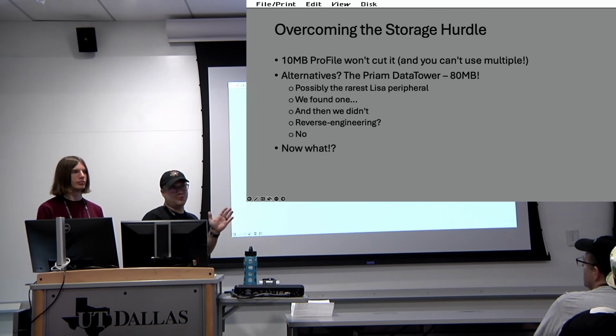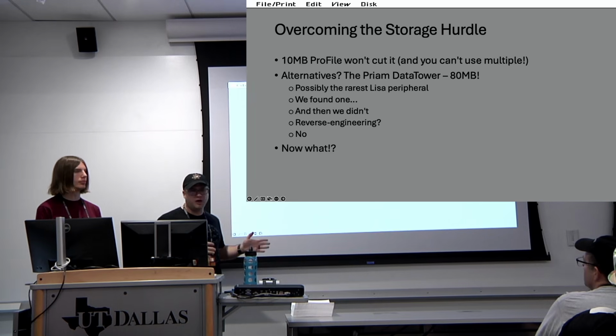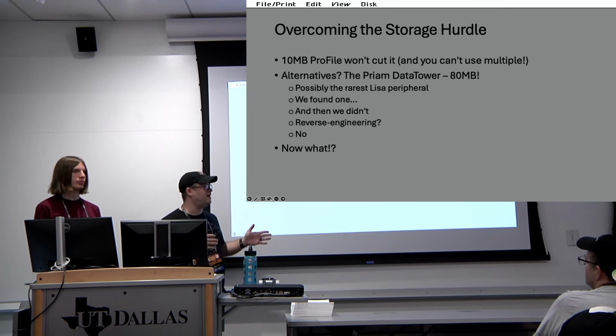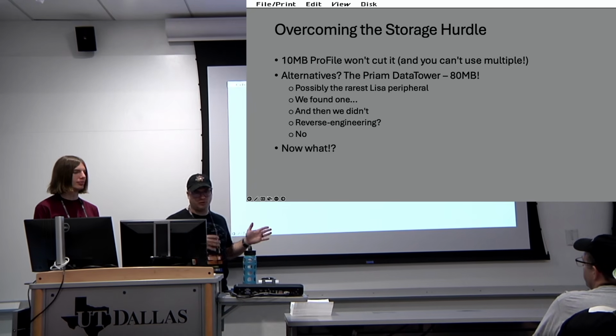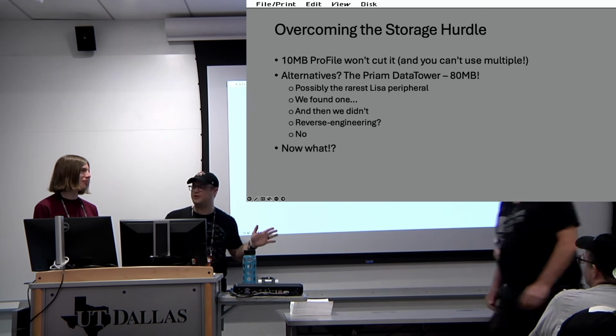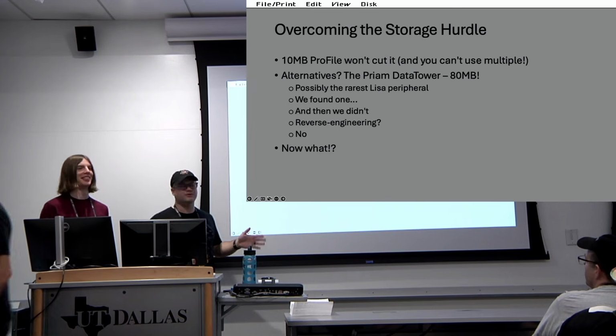So what alternatives do we have? Well, there's basically only one alternative. And it is almost certainly what Apple would have used back in the day, and that is a storage device called a Data Tower, manufactured by a company called Priam, or Priam. I still don't know how to pronounce that. I always say Priam. I don't know. We'll go with Priam then.